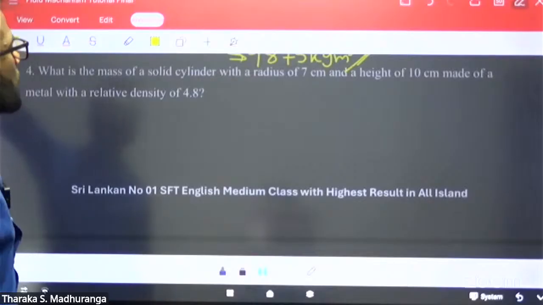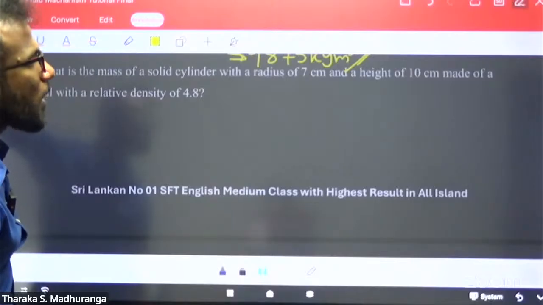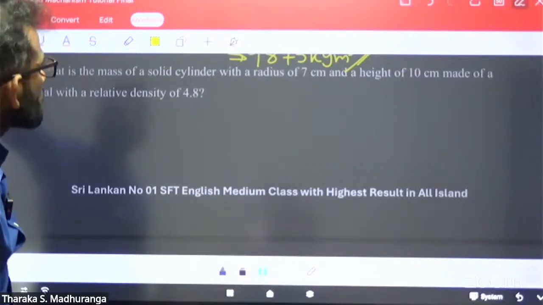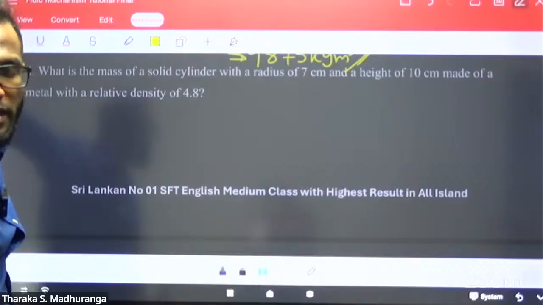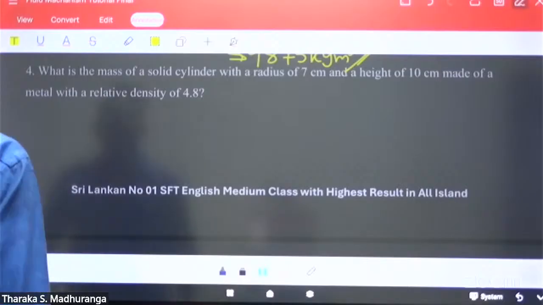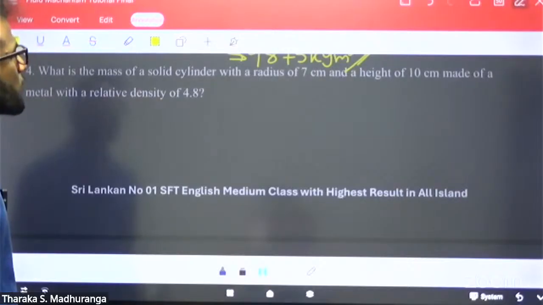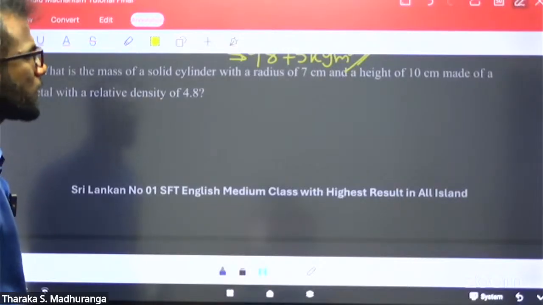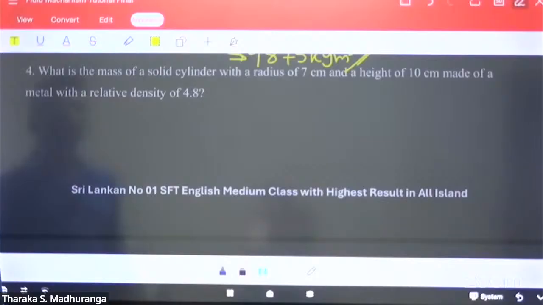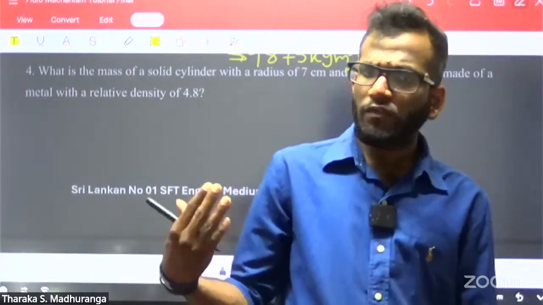Okay, what is the mass of a solid cylinder with a radius of 7 centimeter and a height of 10 centimeter, made of a metal with a relative density 4.8? The relative density is given. Relative density 4.8 means, what is the density of this?